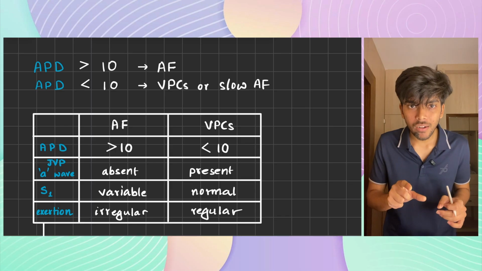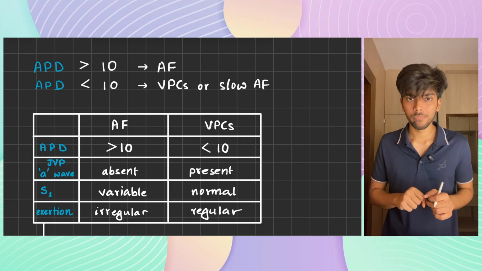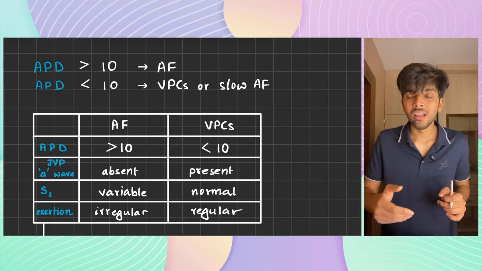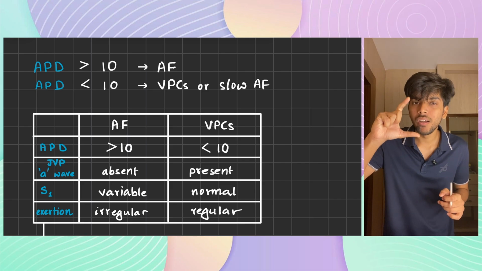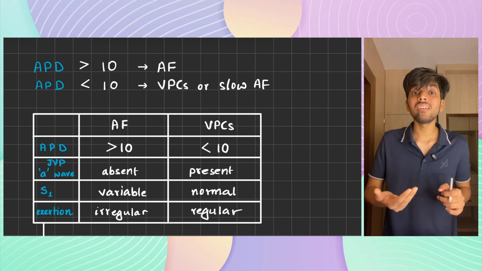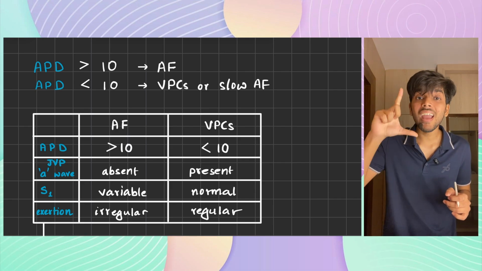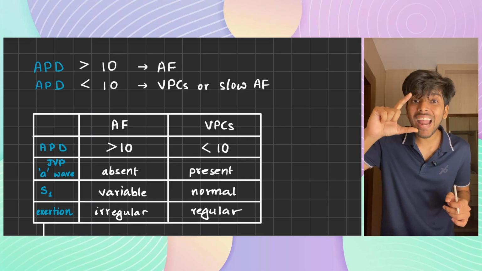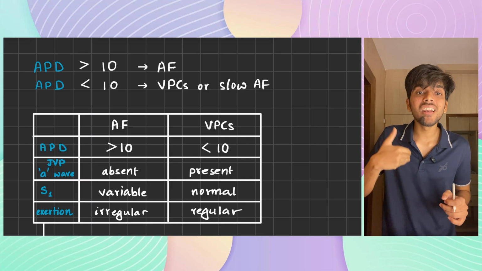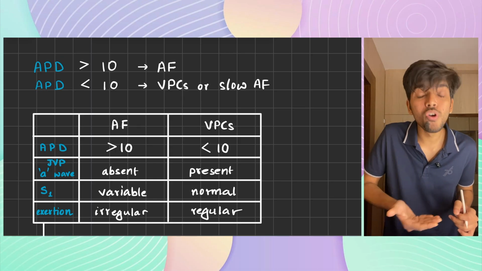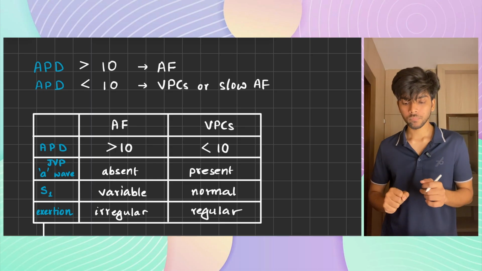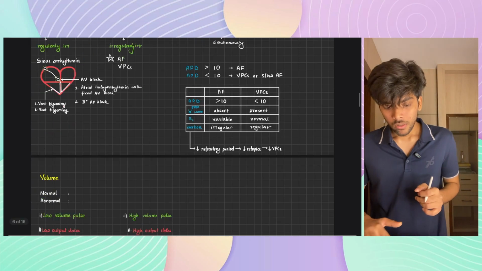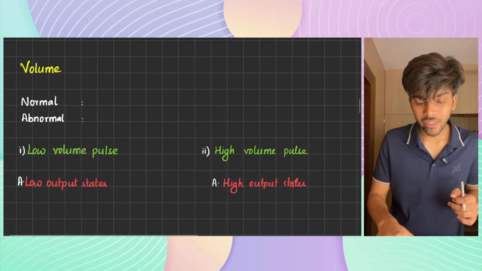Ectopics are dependent on the refractory period. With exertion, the refractory period reduces. As the refractory period reduces, the ectopics reduce. The number of ventricular premature contractions reduces, and the irregularity of the pulse changes to regularity. With that, we are done with rhythm as well.